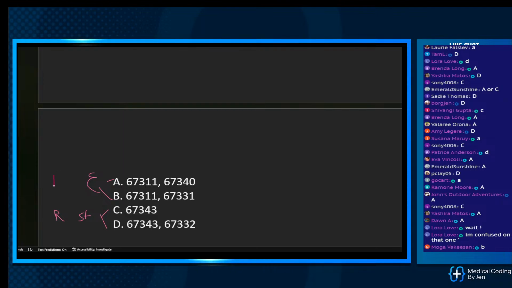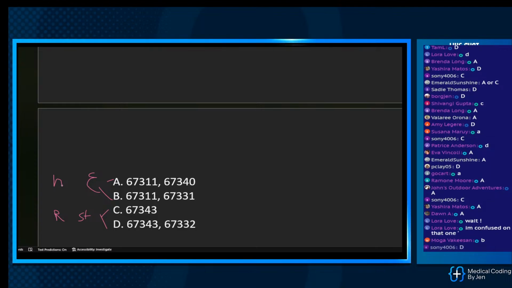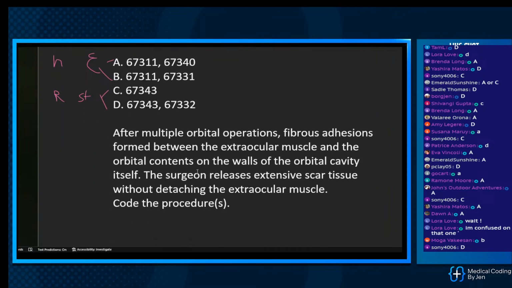We're doing horizontal muscles here. No mention of muscles in the 43. So let's see. What did we do today? Oh, I see what they're doing. They're being tricky. They're being super tricky.